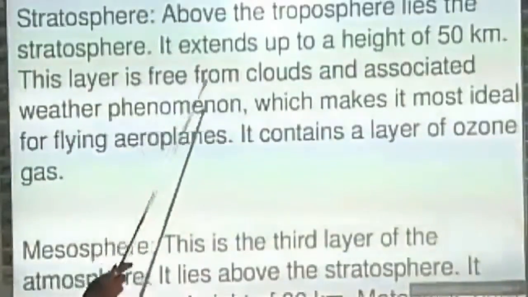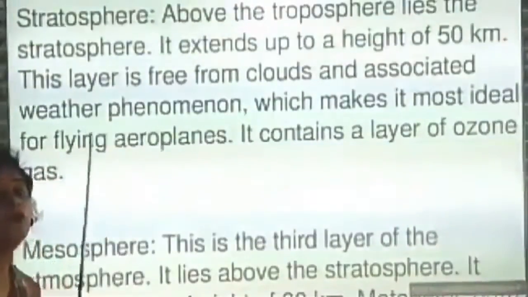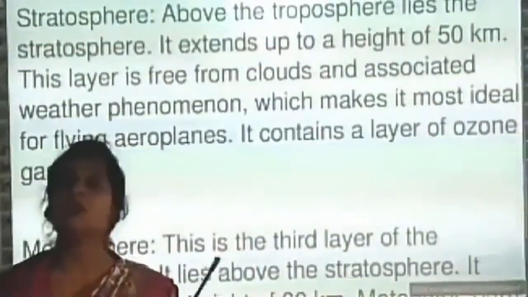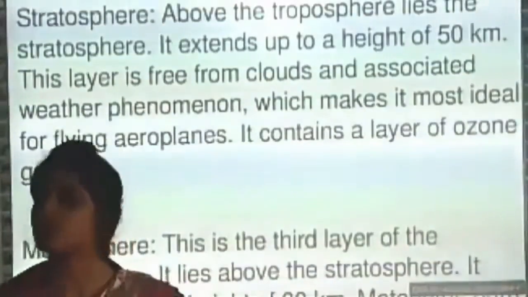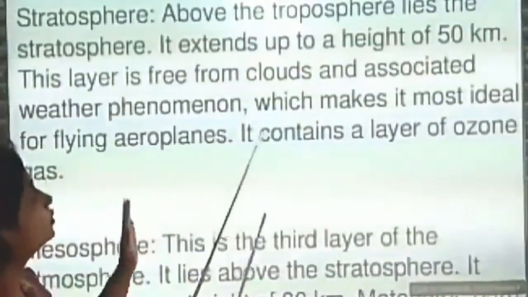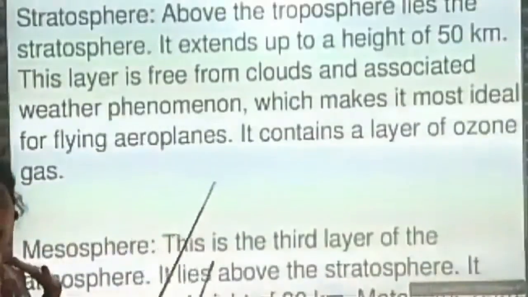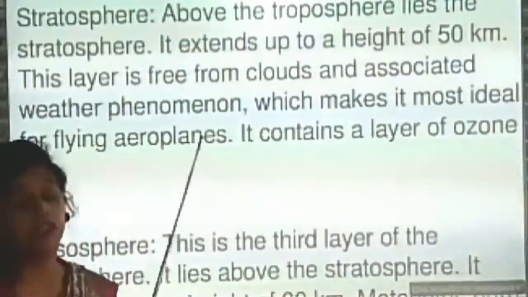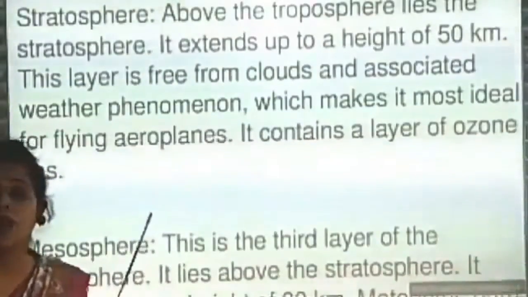This layer is free from clouds. There is no cloud in the stratosphere and no associated weather phenomena. All the weather changes happen in the first layer, the troposphere, but in the second layer, the stratosphere, no clouds and no weather phenomena occur, which makes it ideal for flying airplanes.